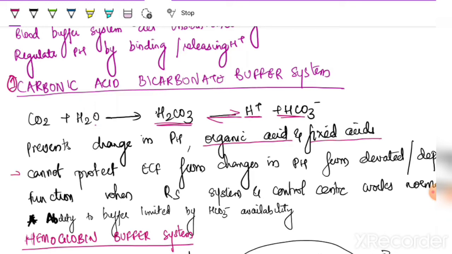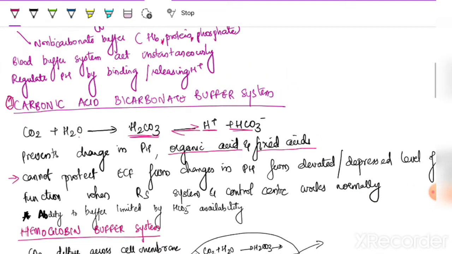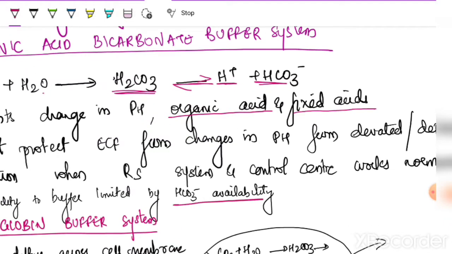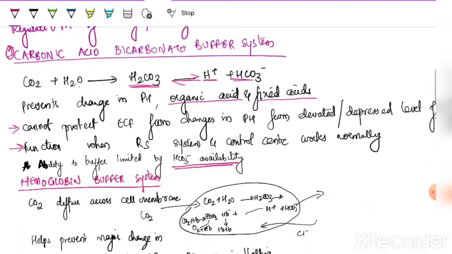But the thing about this is it cannot protect ECF from changes in pH from elevated or depressed levels of CO2, and it functions when the renal system and respiratory system are under control and working normally. Only at that time will this carbonate bicarbonate buffer be able to work, and the ability of this buffer is limited by HCO3 availability. If there is no HCO3 available, this buffer won't be able to work.